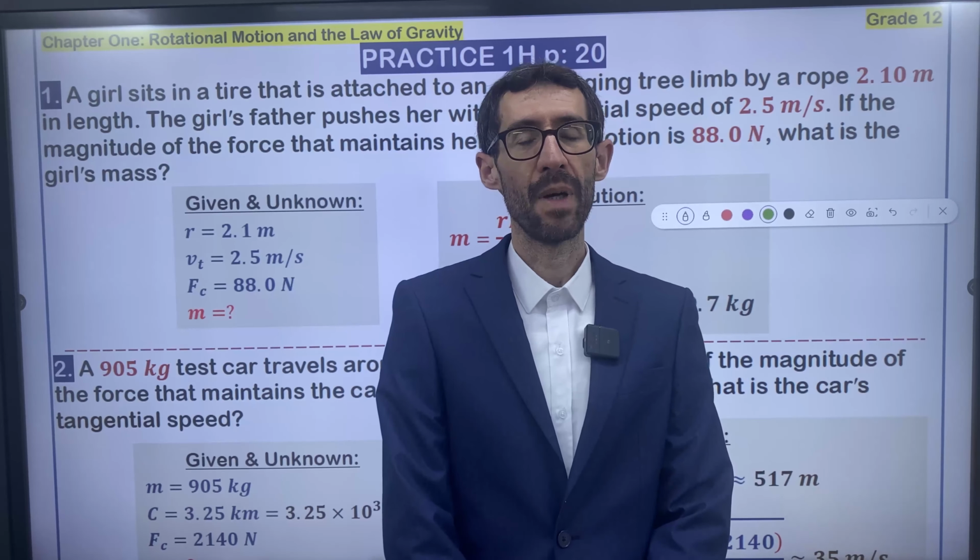Do we need any conversion here? No, because units are unified. Units are valid in SI. We have meters, seconds, and Newtons. That's why just substitute the values and find the answer. So m is equal to r, which is 2.1, multiplied by Fc, 88 Newton, divided by Vt, 2.5 squared, and the answer is 29.7 kilograms. This is the mass of the child. Right.